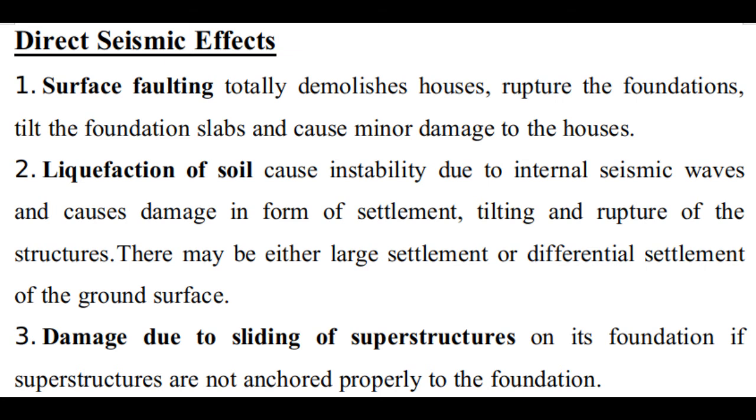Let us now discuss what are the effects of an earthquake. So there are 2 types of effect in an earthquake. One is direct effect, one is indirect effect. Let us start with the direct seismic effect first. Number 1, surface faulting totally demolishes the houses, ruptures the foundations, tilts the foundation slab, and causes minor damage to the house. This is the first effect.